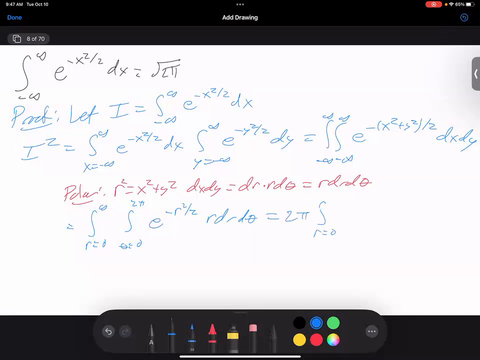Integral r goes from 0 to infinity, e to the minus r squared over 2, r dr. You know, boy, we live life well. When you take the derivative of e to the negative r squared over 2, you just get negative r.